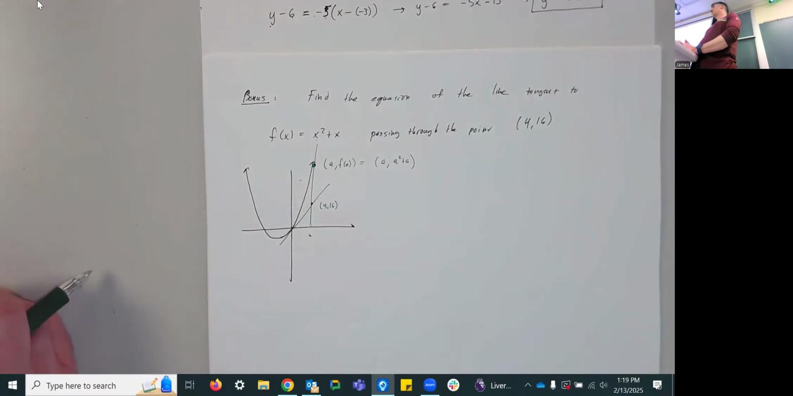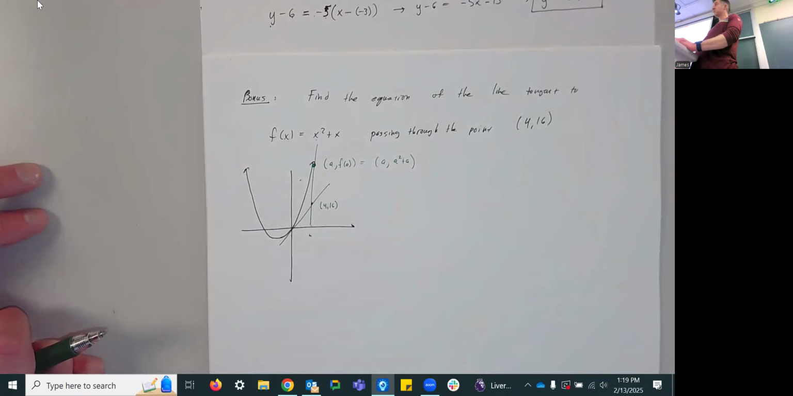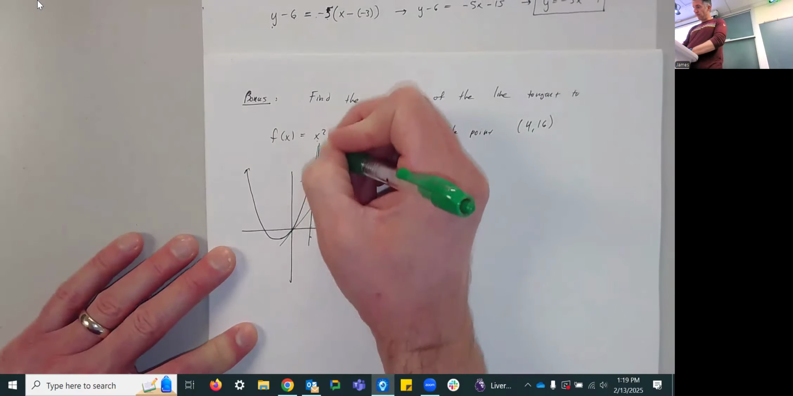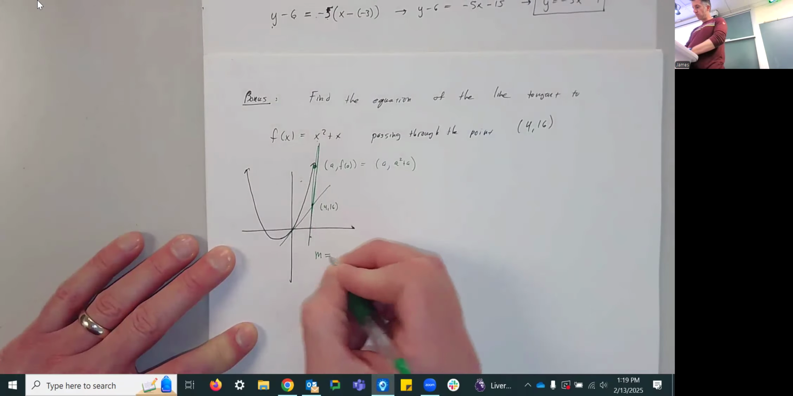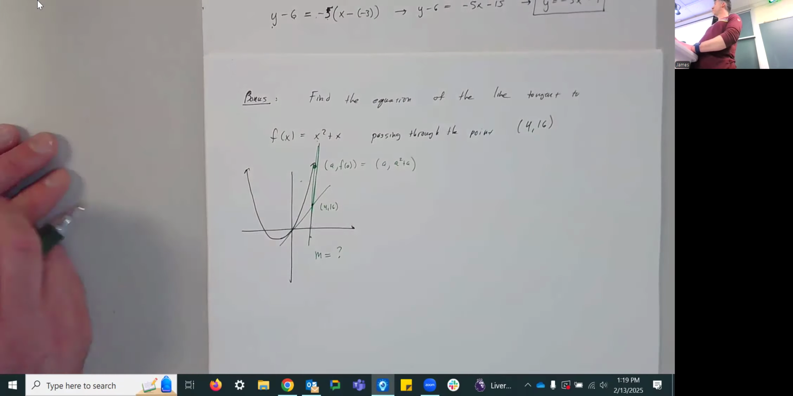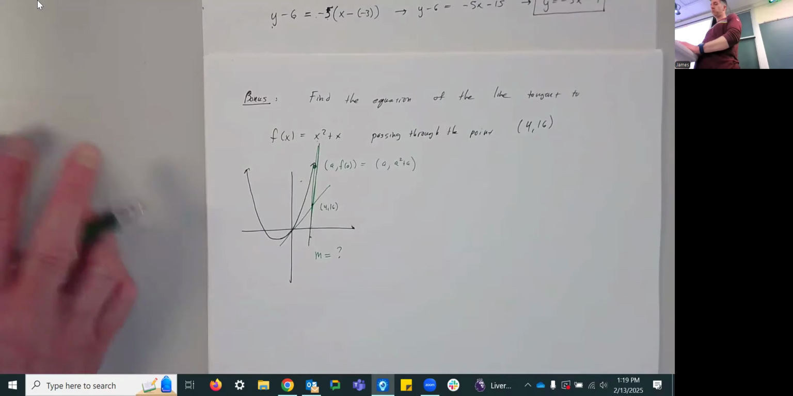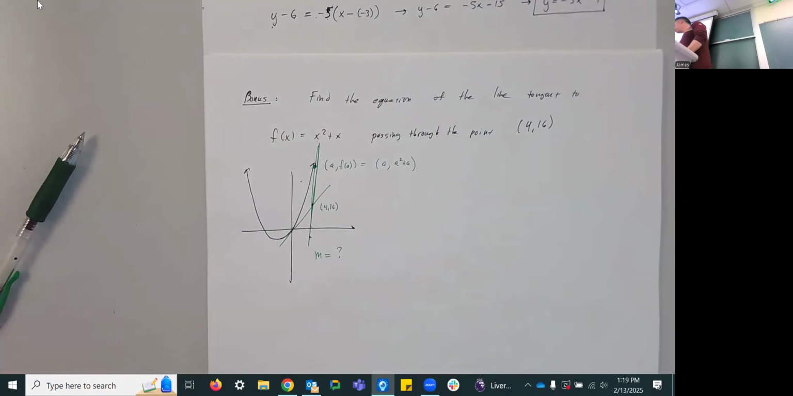All right, here's what I want you all to do. I want all of you to find the slope of this tangent line in two different ways. So this line here that I've drawn, find its slope in two different ways right now, while I let you work on that for a moment.